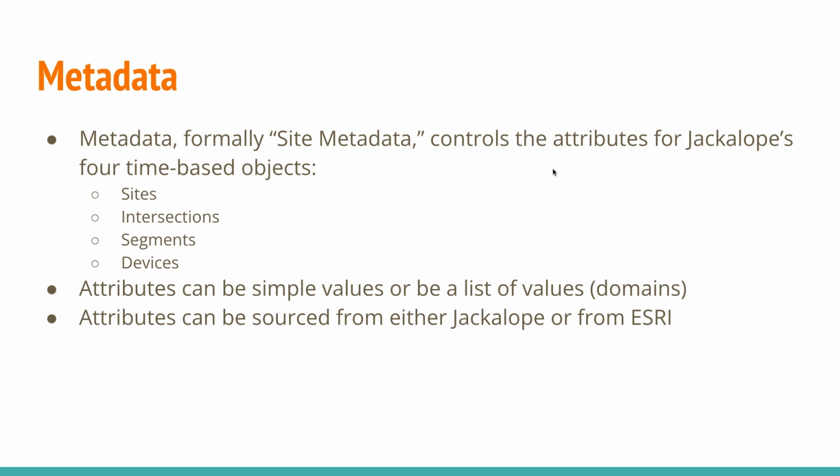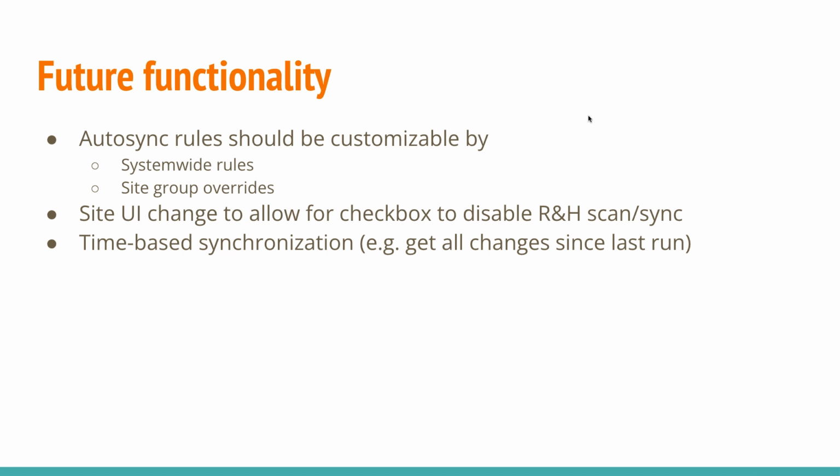And within metadata, you can have attributes that are just numbers or strings, but you can also have basically a list of values, like a county. The county has a predefined list of values, and you have a drop-down list in the interface, and we call those domains. That's important because we're going to be talking about that in a second with the roads and highways interface. And then, of course, attributes can either be sourced from Jackalope or roads and highways.